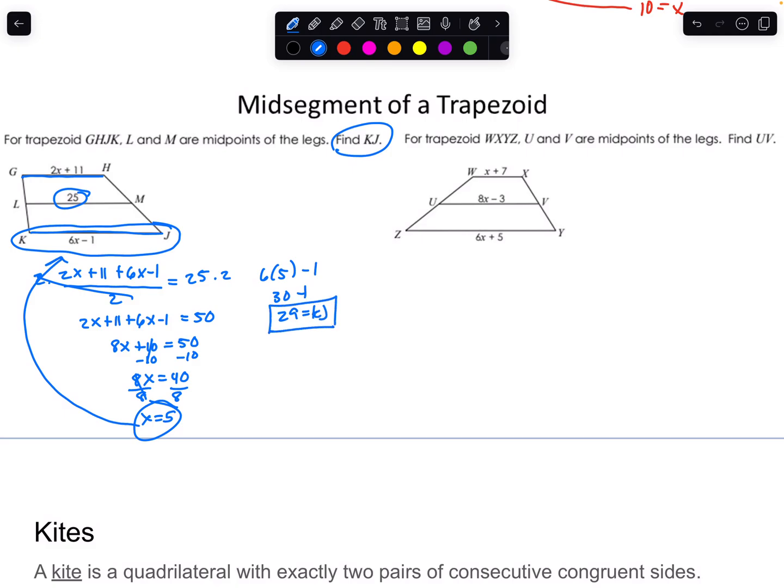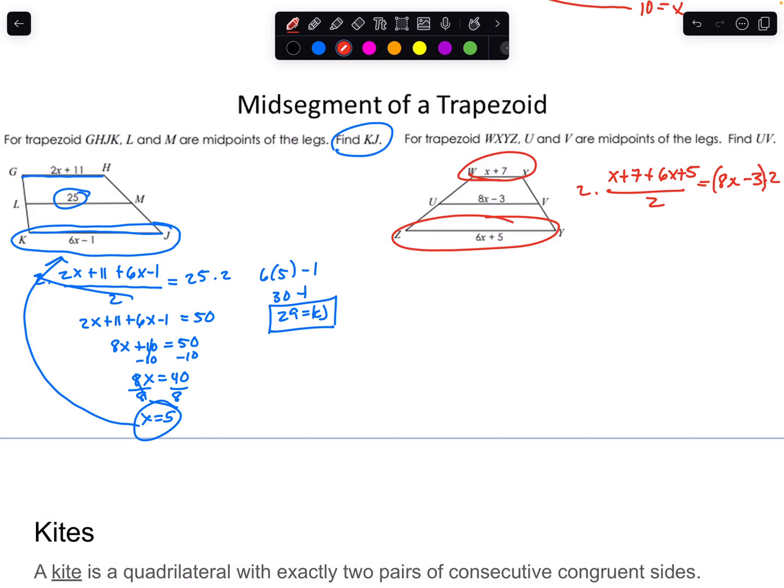For this next trapezoid, UV is also the midpoint or the mid-segment, so I'm going to add the ones on the outside. X plus 7 plus 6x plus 5 divided by 2 should be the length on the inside, which is 8x minus 3. To get rid of the fraction, again, I multiply both sides by 2.